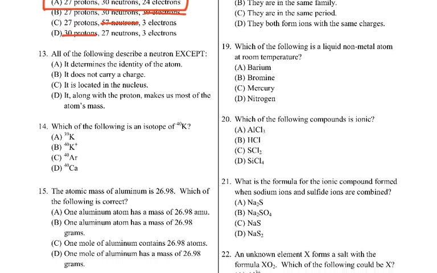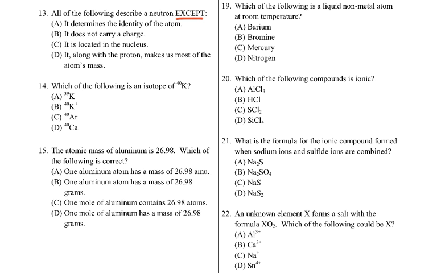All of the following describe a neutron except, now be careful about these negatives. So which ones talk about a neutron? Those are not the answer. So it determines the identity of the atom. That is not true. That is the answer. That's a proton. Let's double check. It does not carry a charge. That's true. So that's not our answer. It's located in the nucleus. That's true. It, along with the proton, makes up most of the atom's mass. That's true as well. So the only one that is not true is answer A.